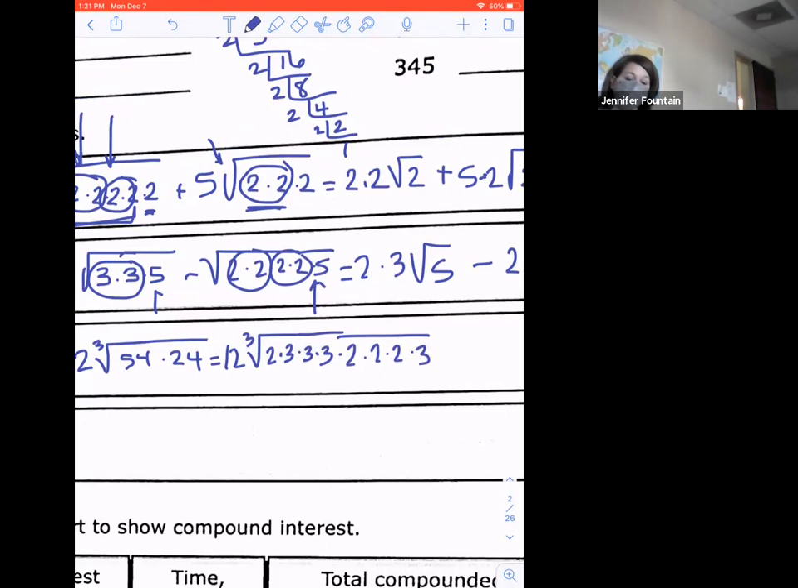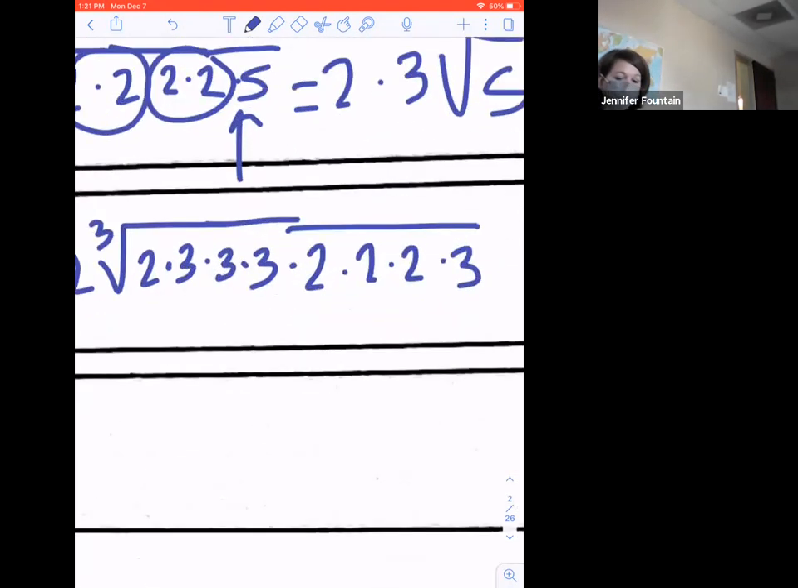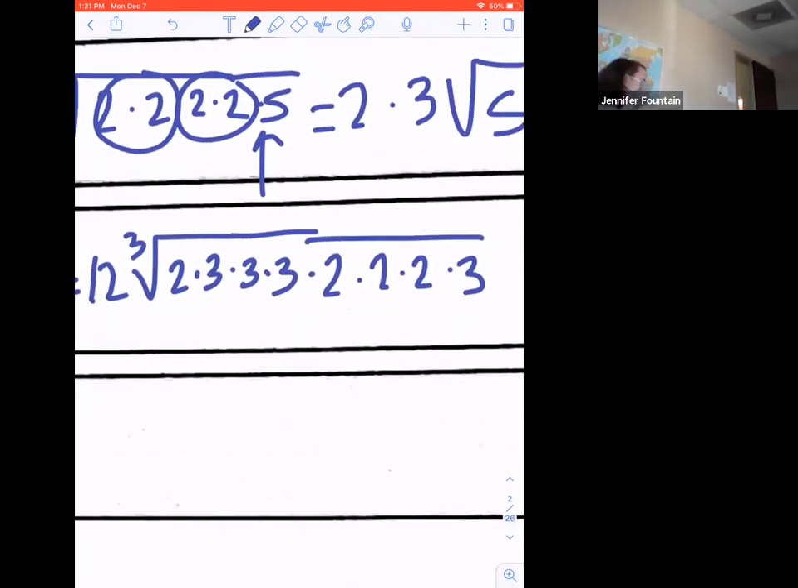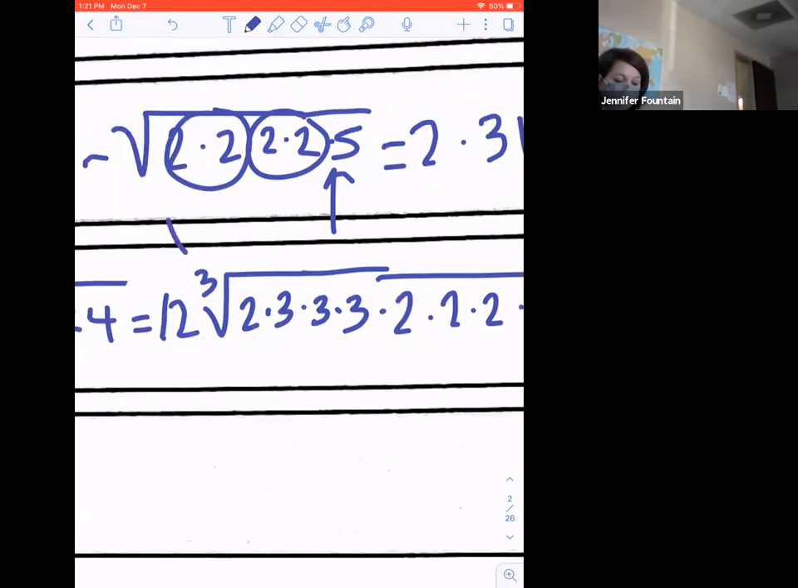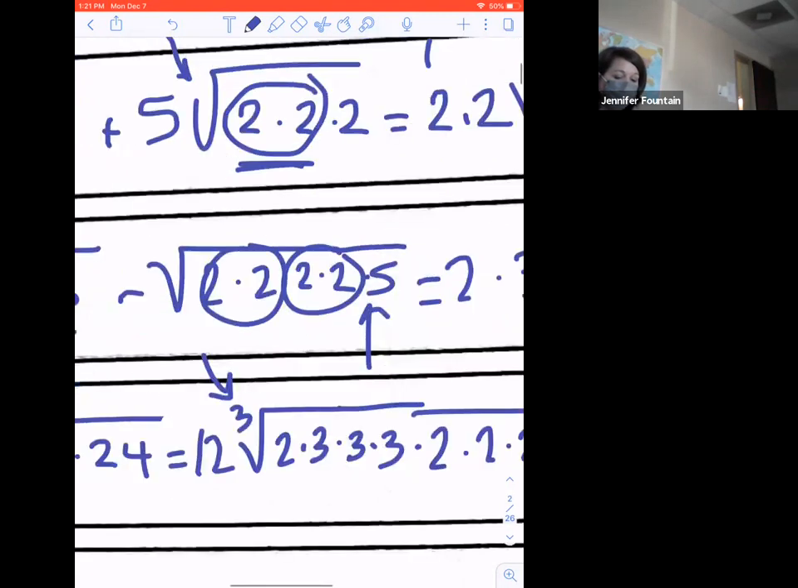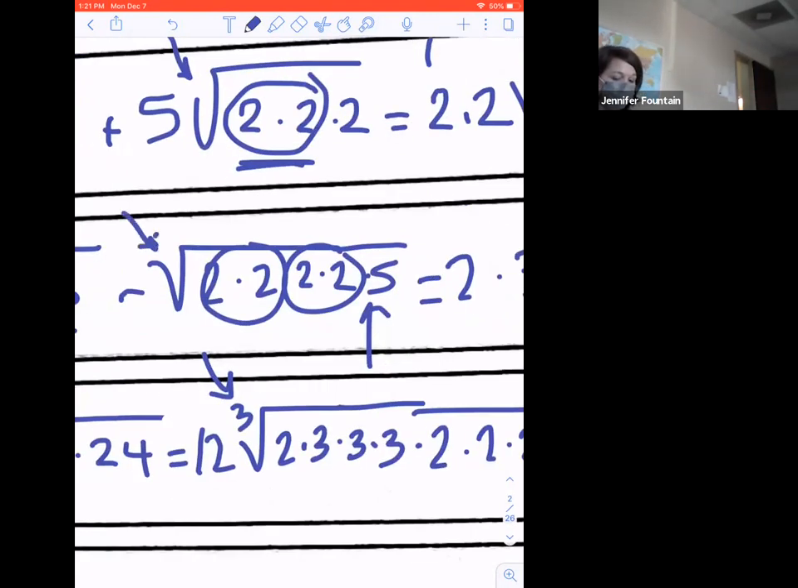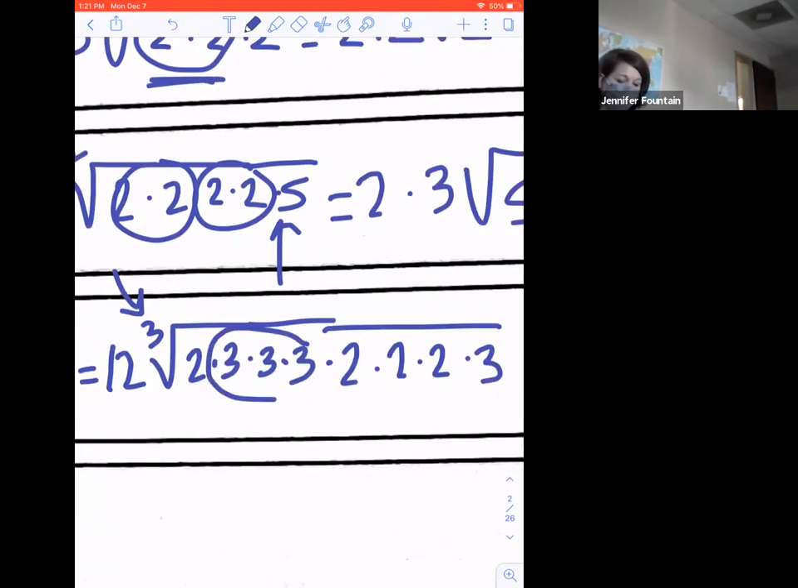So now notice that we've put 54 times 24. We have put that all under the radical sign, but we put it all as a product of prime factors. We broke down each one individually. So now look at, what is my index here? What index do I have outside my radical? What number is that? A 3. So that means I have to have groups of 3 this time. Earlier, our radical was understood to be a 2. Now, because it is marked as a 3, I know I have to have 3 buddies.